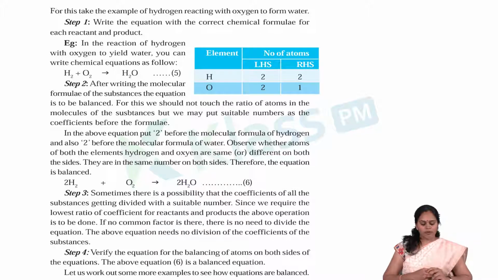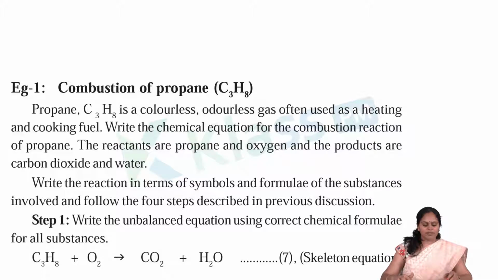In step 4, verify the equation for the balancing of atoms on both sides of the equation. The above equation, that is 2H2 plus O2 gives 2H2O, is a balanced equation. Let us see some more examples of this.